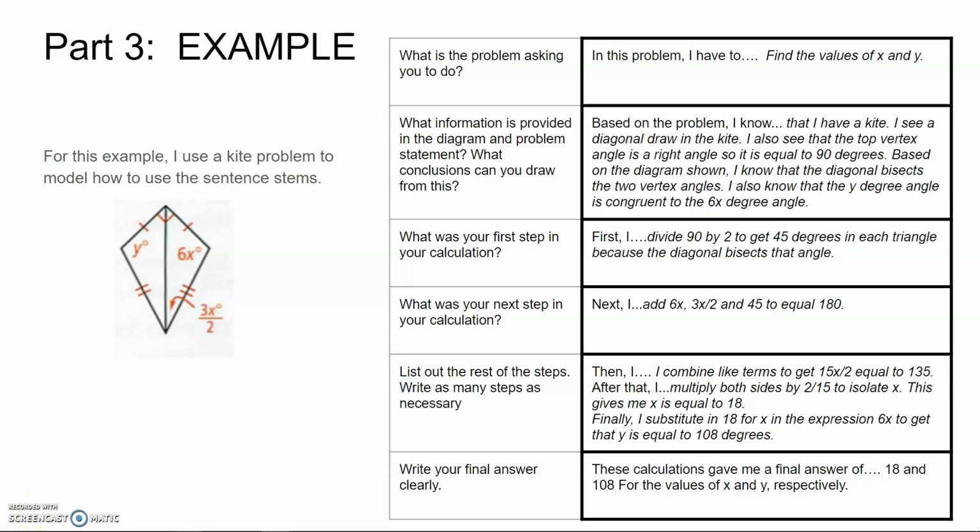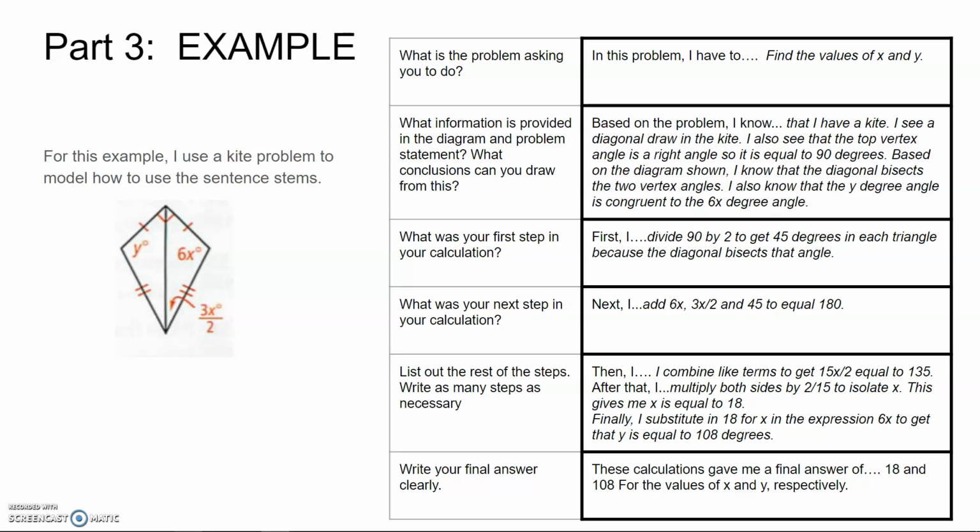In this video, I am going to explain to you an example for writing a paragraph based on the sentence stems I provided. So in this example, I give you a different kite problem. And so my first sentence stem just asks, what is the problem asking you to do? In this problem, I have to find the values of x and y. So all you're doing is restating what the question is.